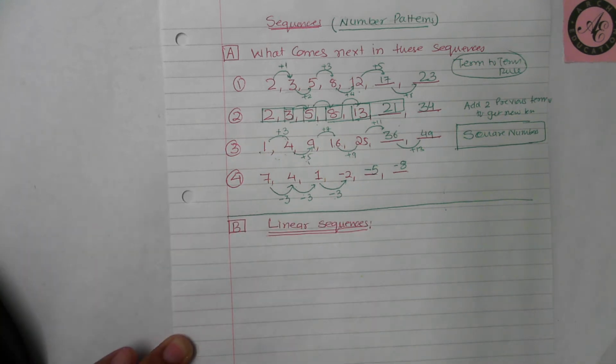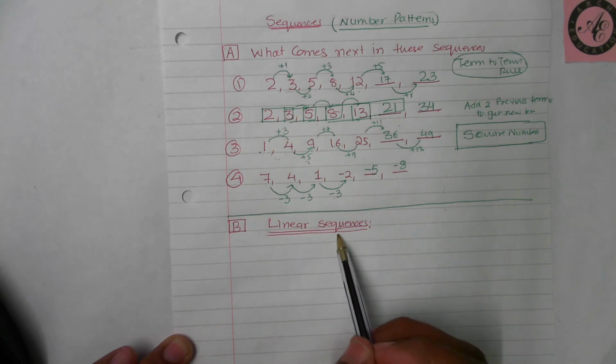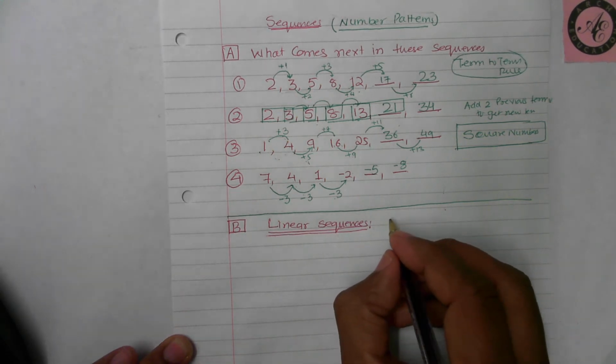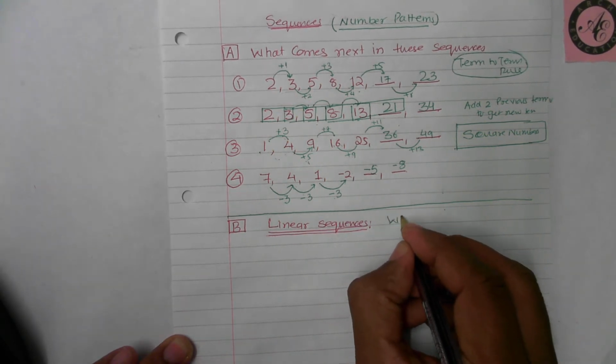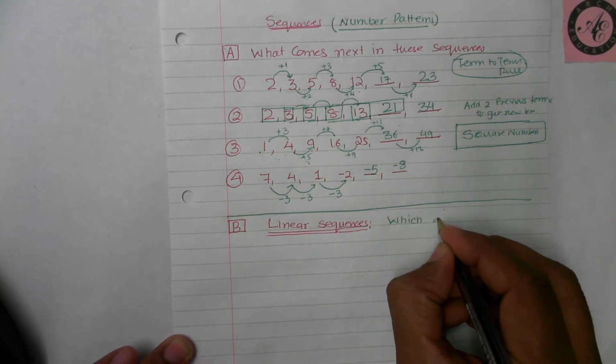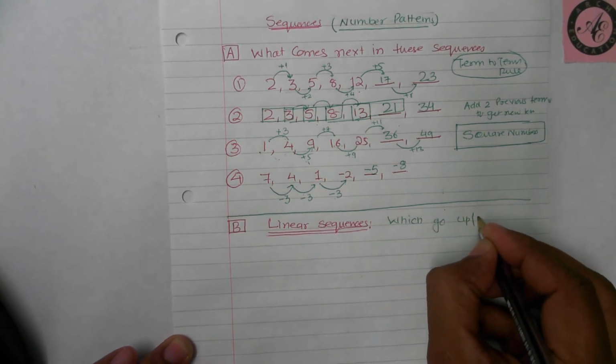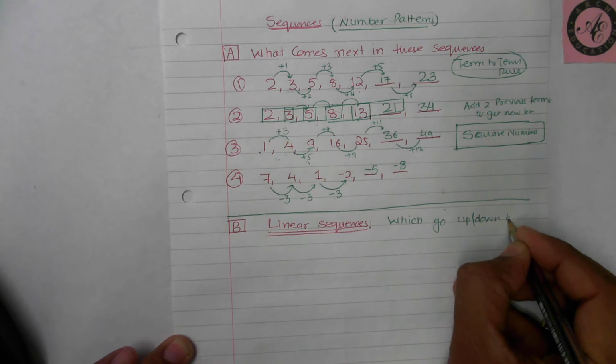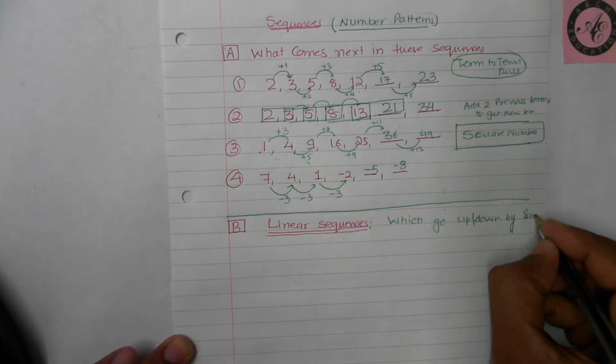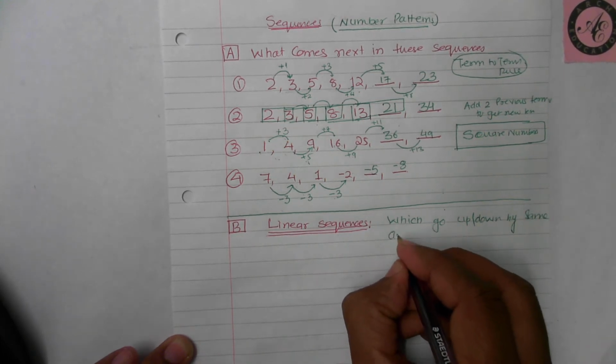One of the very important types of sequences we need to learn is called linear sequences. These are the ones which go up or down by the same amount each time.